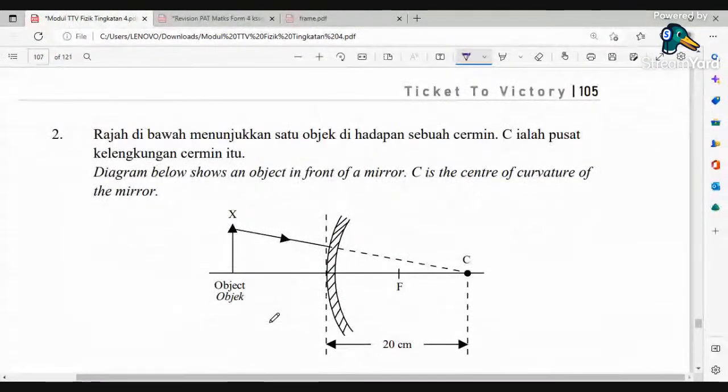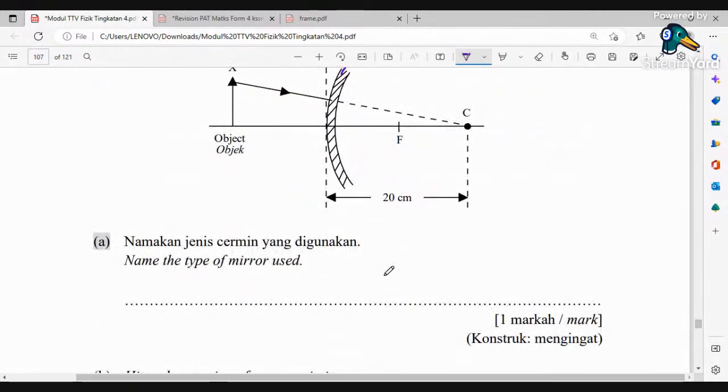Okay, number 2, diagram below shows an object in front of mirror. So this one is convex mirror. Center of curvature is behind. So ini dia virtual. Okay, virtual. Soalan, name the type of mirror. So you boleh tulis convex mirror.